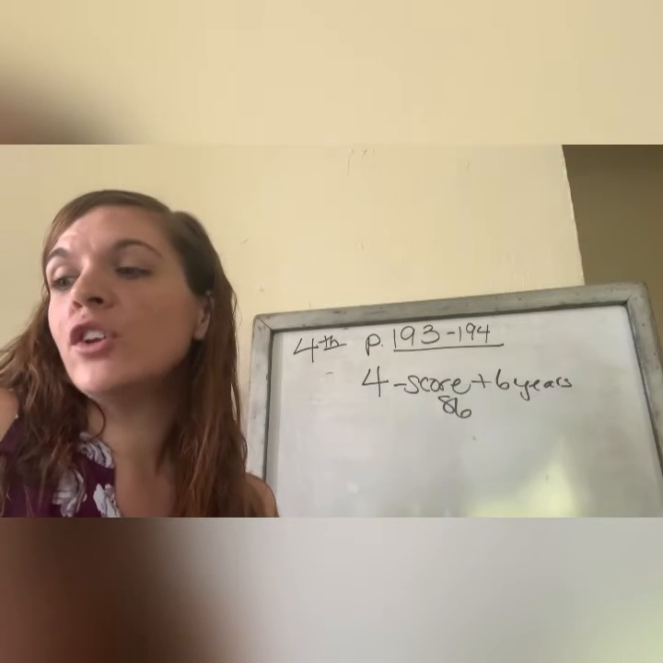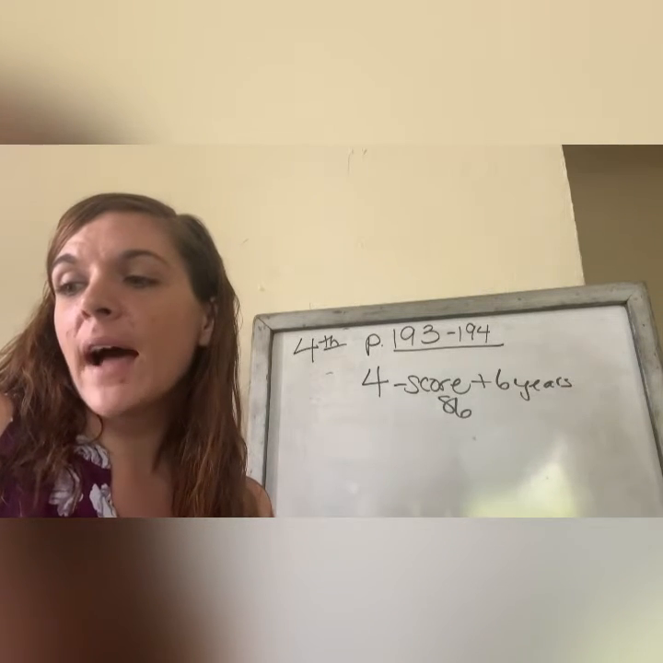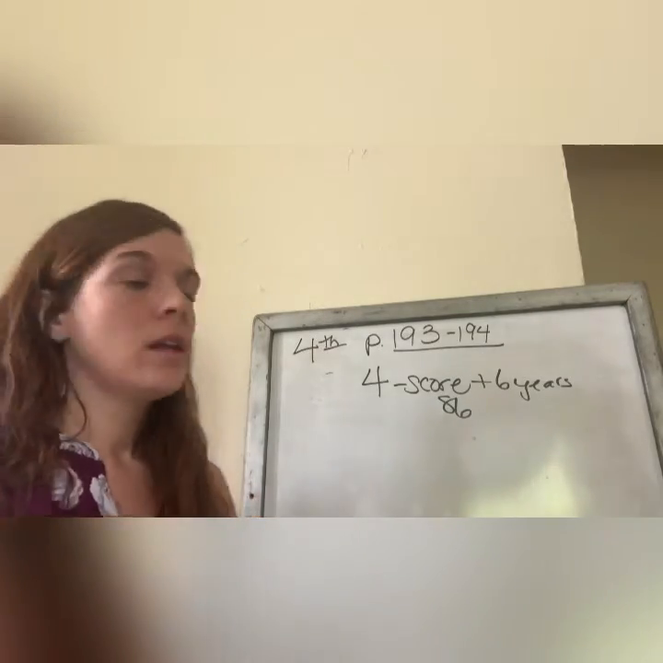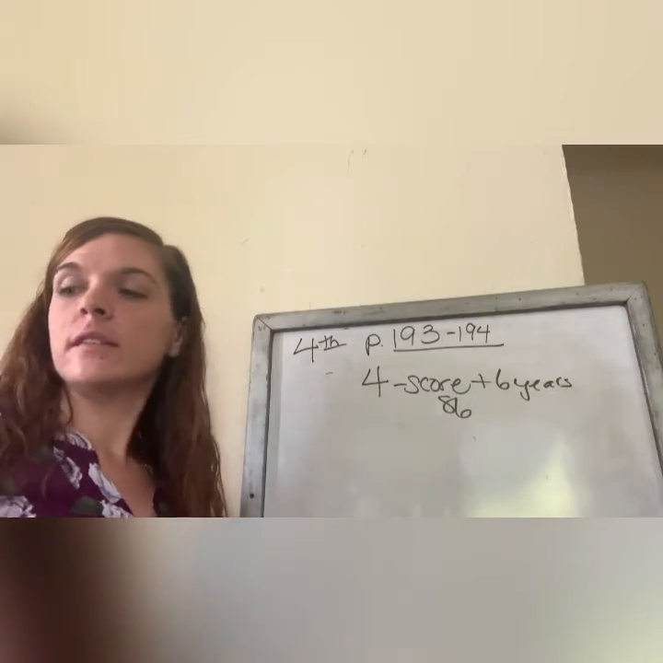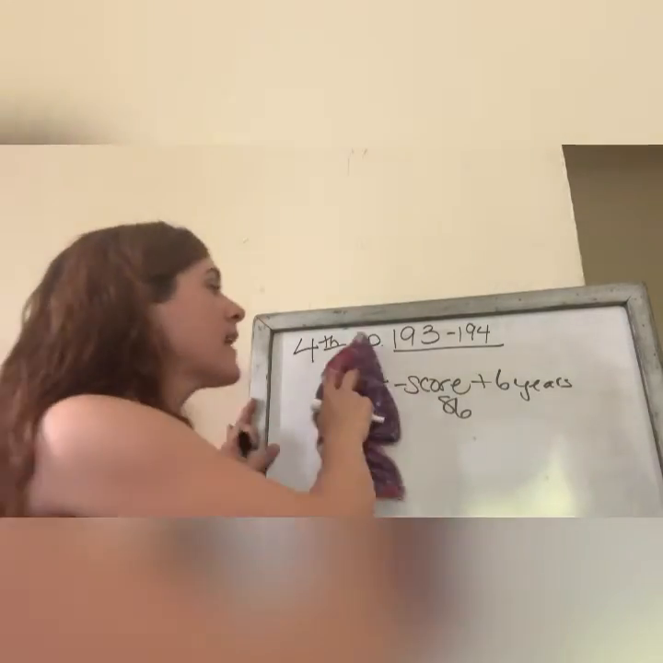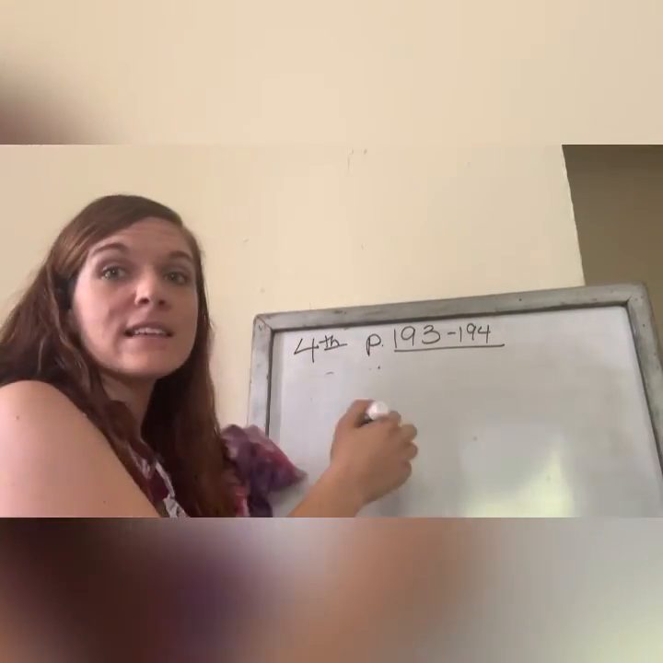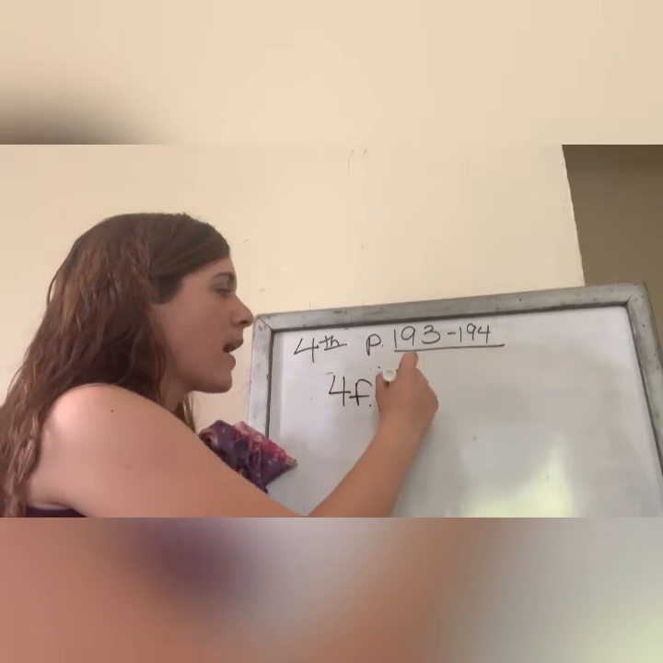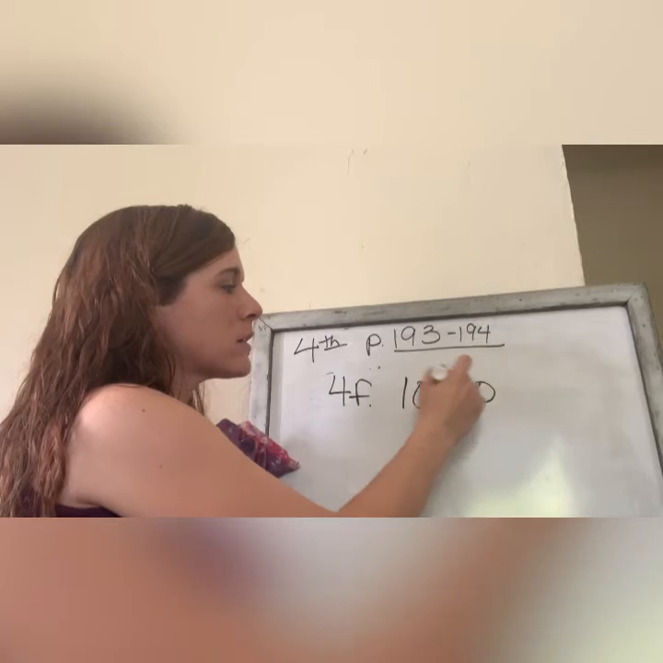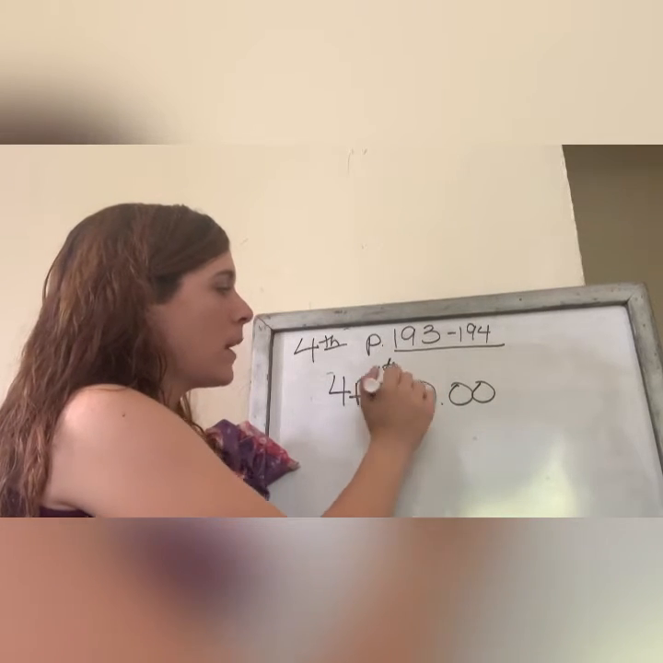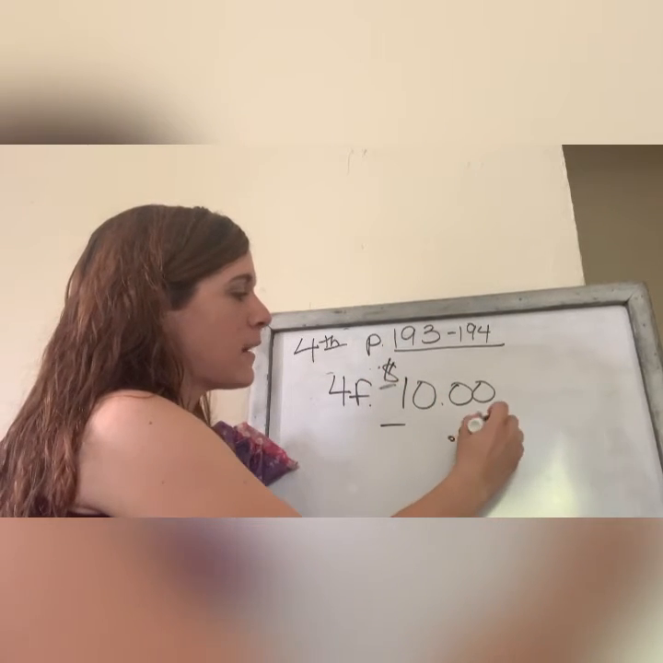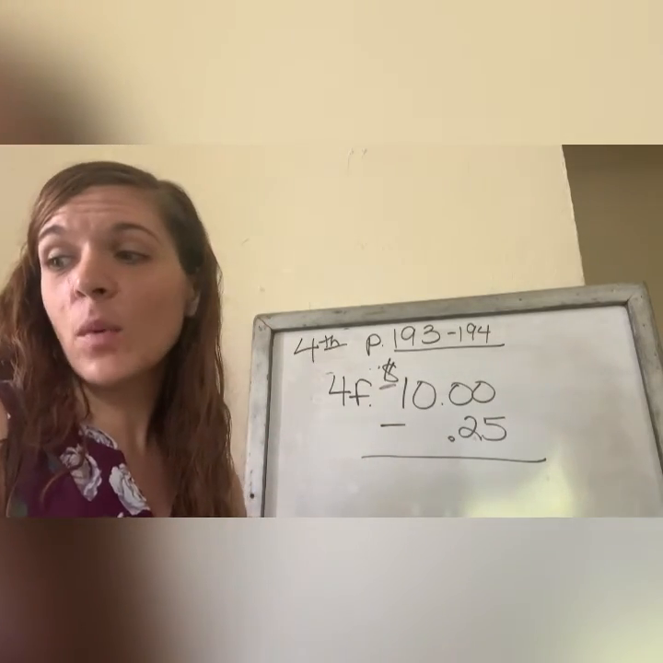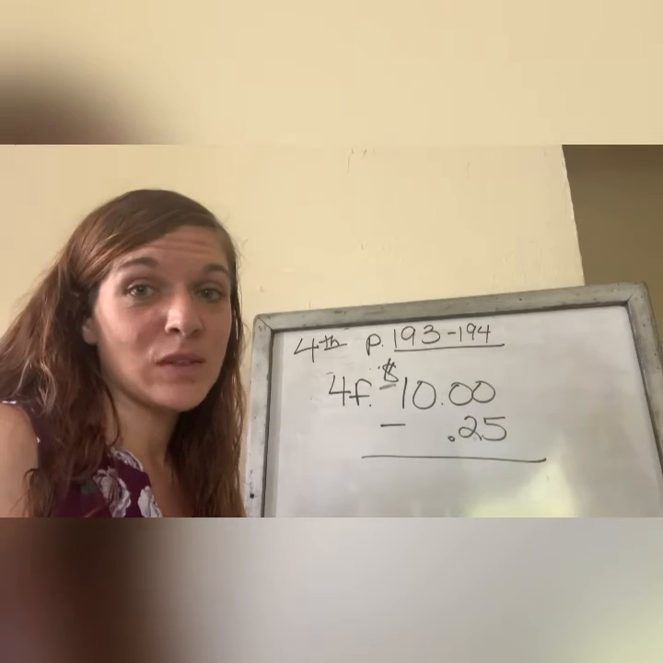You guys know how to do number 4, but you have to be very careful with letter F. It says $10 minus 25 cents. So you need to write it like this. You have to write it like this. Number 4, letter F, $10 minus 25 cents. You have to write it like that, you guys. If you write it any other way, it makes no sense.